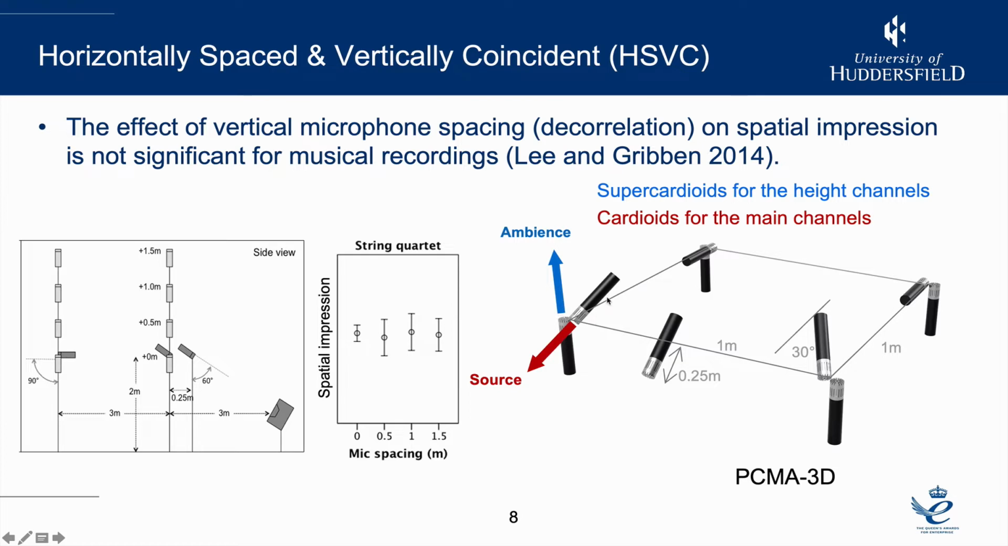So the main microphone mainly captures the source, while the height microphone focuses on capturing the ambience, but they can be configured in a vertically constant way, which also has a benefit in terms of downmixing, because when you combine the signals, there is no phase cancellation.